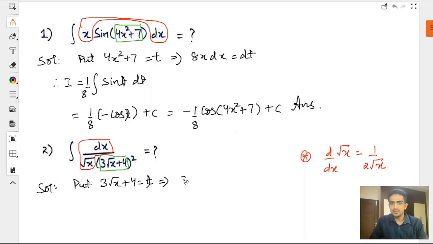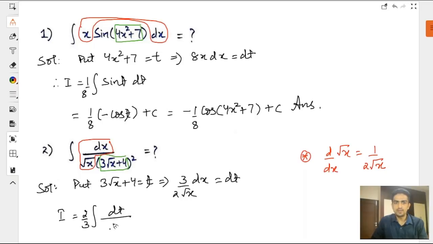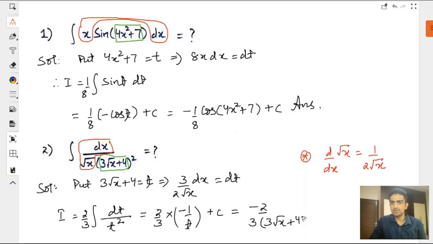Certainly this thing gives me 3 by 2 root x dx equal to dt. So therefore my integral simplifies to 2 by 3 dt upon t square, and it's very simple now. So this is 2 by 3 into t power minus 2. So we increase the power by 1 and then divide it. Minus 1 by t. So the answer is minus 2 by 3 t, where t was 3 root x plus 4, plus c.